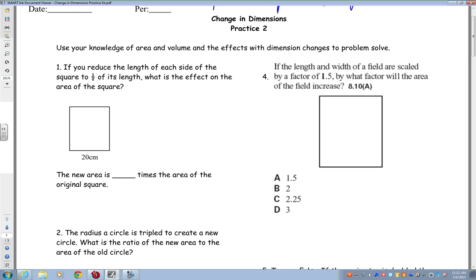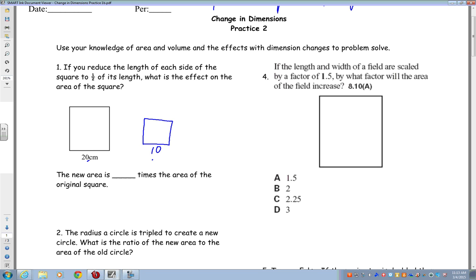Yesterday, the other day, we looked at how to change. There's a rule that you're going to have to know for these type of problems. There's one way you can work this out, because this one gives you a picture already. It says that if you reduce the length of each side of the square by 1/2 of its length, what is the effect on the area of the square? So I can reduce the square to 1/2 and make it smaller. That means that the new size would be what? 10. If this is 20 and reduce it by 1/2, that's 10.